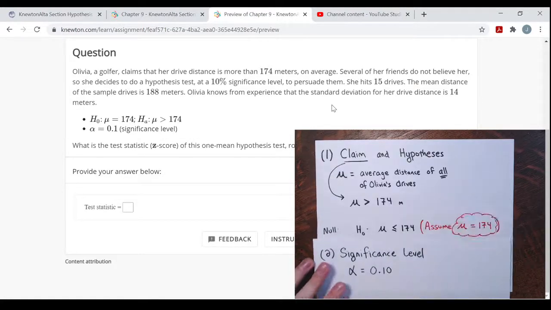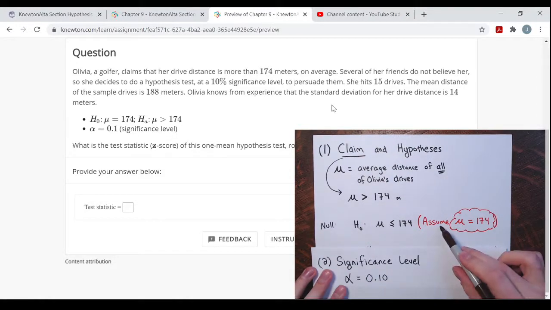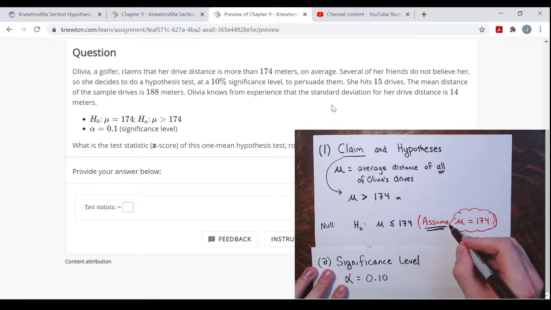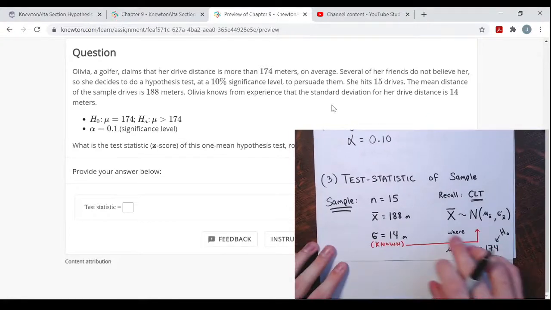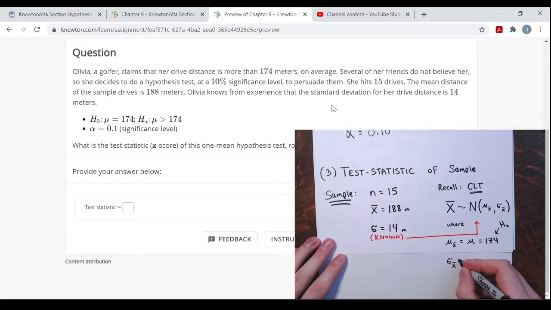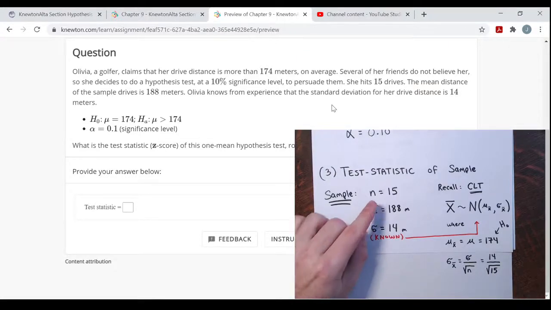which from the null hypothesis, I said it here, we are assuming the mean of the population is 174. We're assuming we know this. So again I put 174 here, from the null hypothesis. And the standard deviation of the sample means, for samples of size 15, remember, the standard deviation of the x bars was the standard deviation of the population divided by the square root of the sample size. So in this case, we know sigma is 14 divided by the square root of 15, how many swings she took.